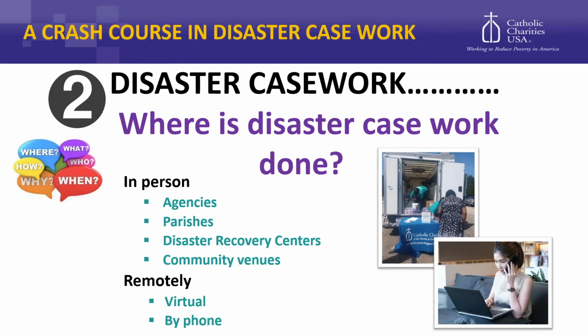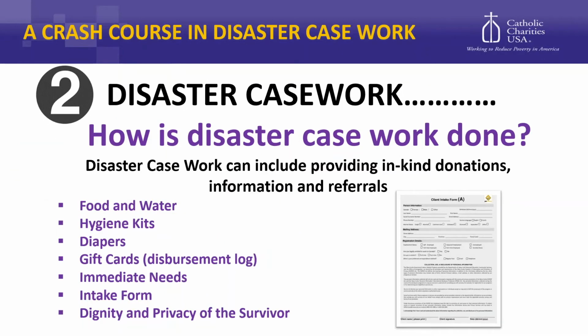And where is it done? It can take place at the agency. It can take place at parishes, disaster recovery centers, community venues, but it can also be done remotely, whether by phone or virtually. So how is it done? Disaster case work can include providing some in-kind donations, information, and referrals, whether it be food and water, hygiene kits, diapers, gift cards. I like to mention that it's always important to have a disbursement log of where the cards went, the card numbers, and if possible, to get the recipient's signature. It also helps triage those immediate needs.